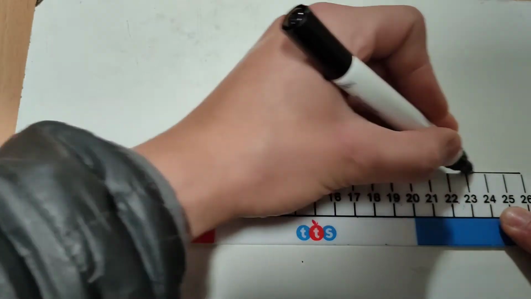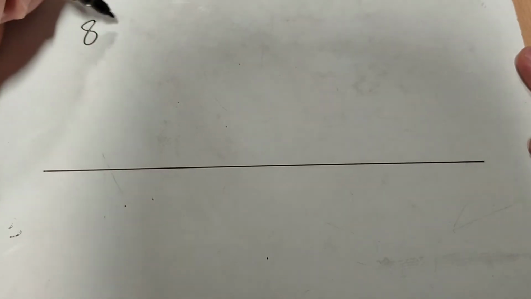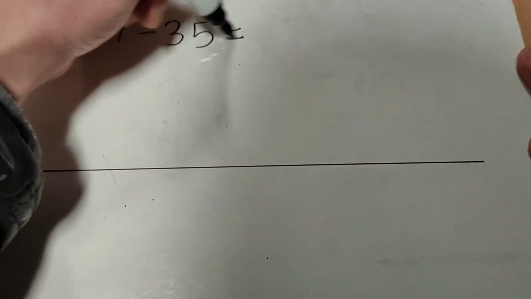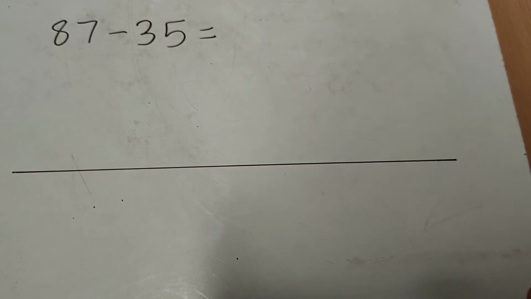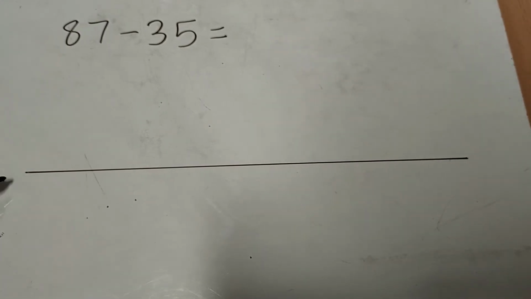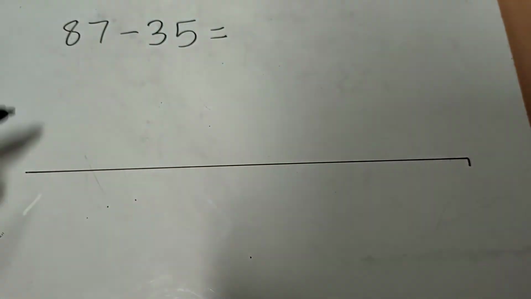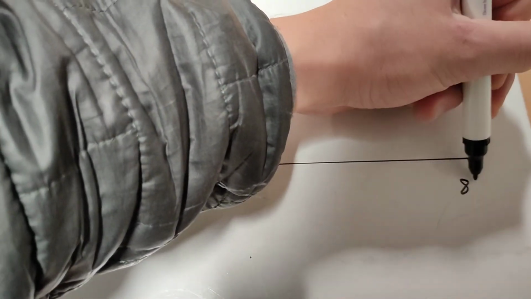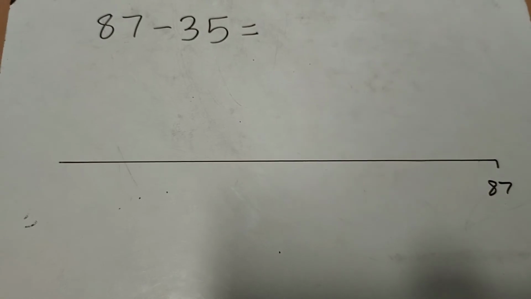So here's my line and my number sentence is now, let's try 87 take away 35 equals. Now, I'm sure you've guessed it, but we don't start on this side this time. We're going to start on this side, because on a number line our larger numbers are always on the right. So I can start here with 87, and it's going to be exactly the same process as addition, only we're going backwards.